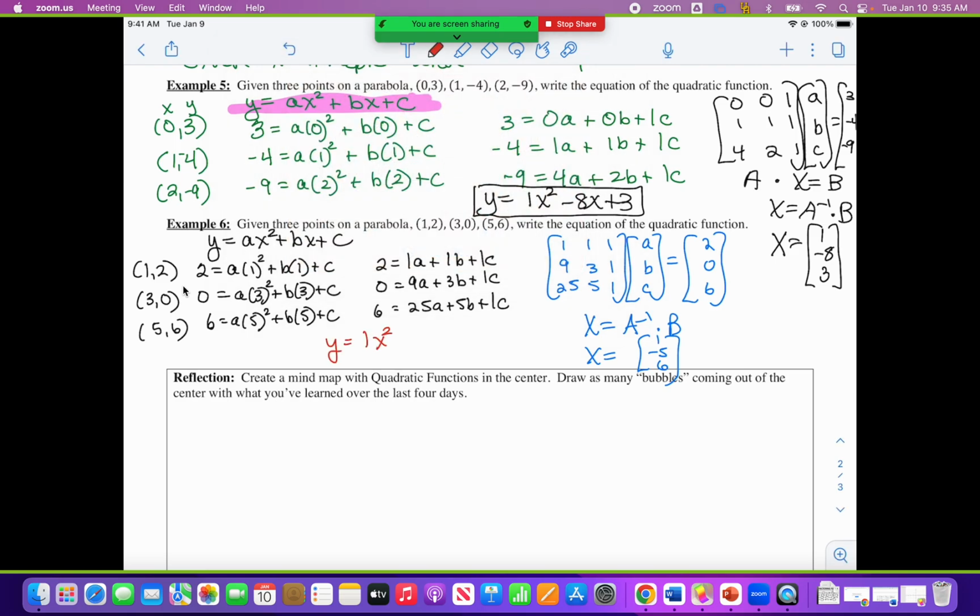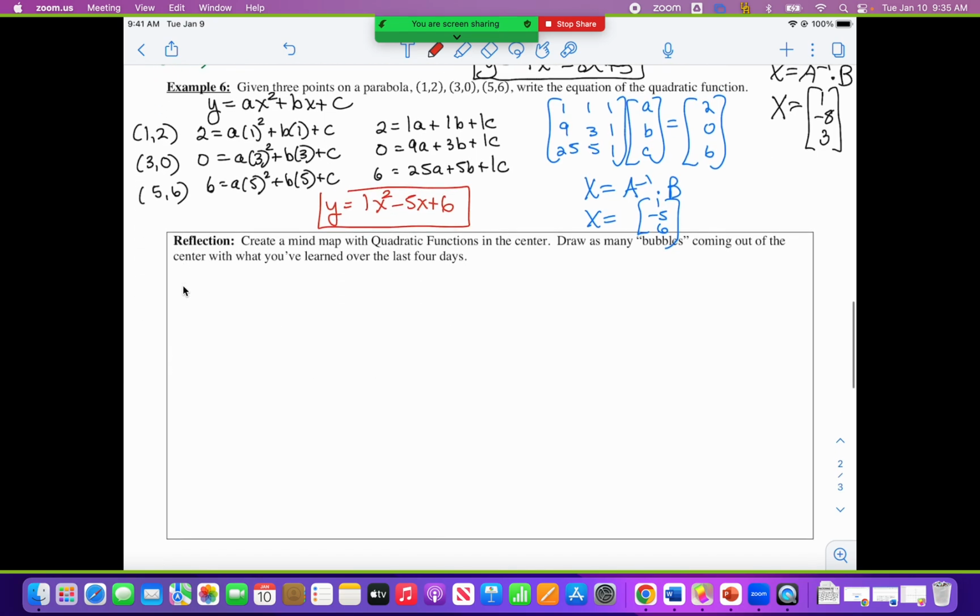Don't forget that. I'll have students who get all the way there, but then they don't write the equation. So be careful with that. All right, make sure you're refreshing your memory on the buttons on your calculators. If you need help, I am happy to help you.